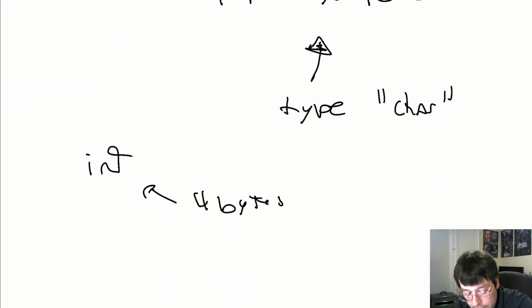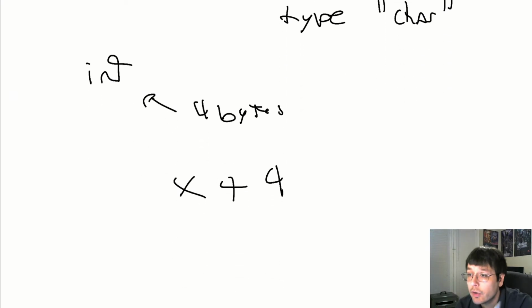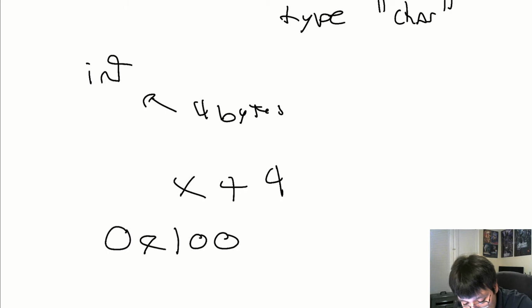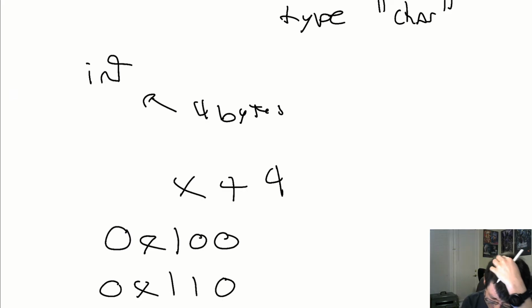So when I say, if I have an integer pointer called x, and I'm adding 4 to it, it's actually going to add 4 increments of integer type. So it's going to be 16. So if my hex address is 100, in hex, that 16 is just going to be 0x110, I think, right?